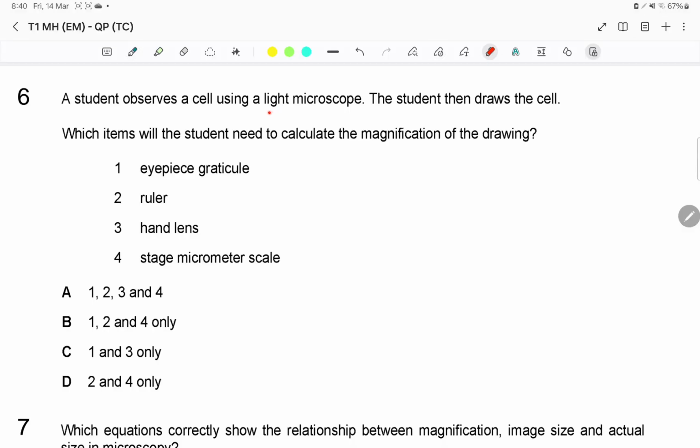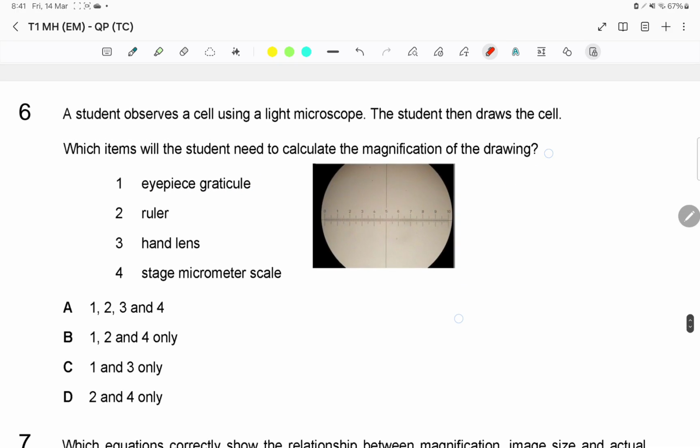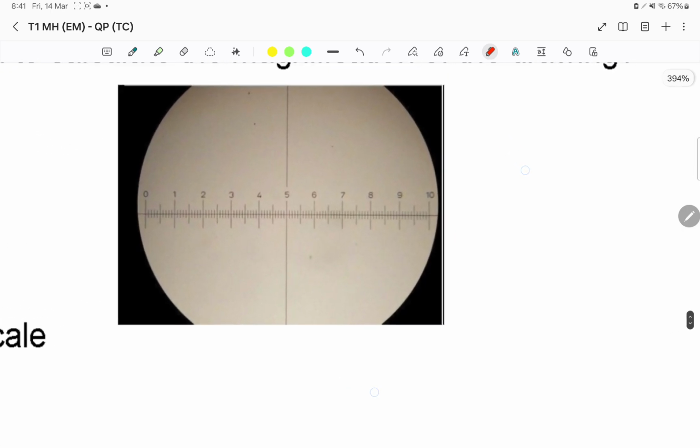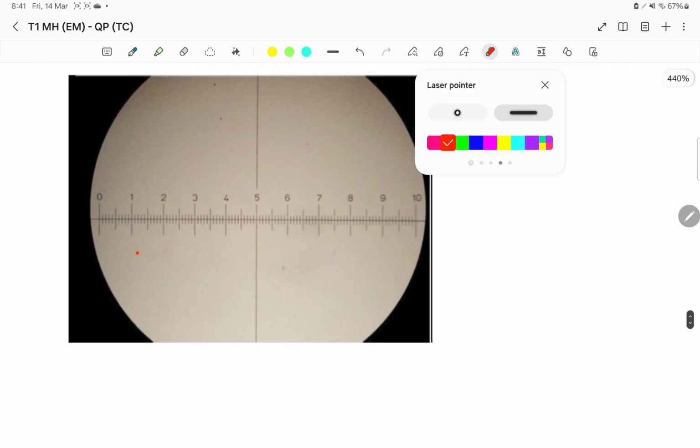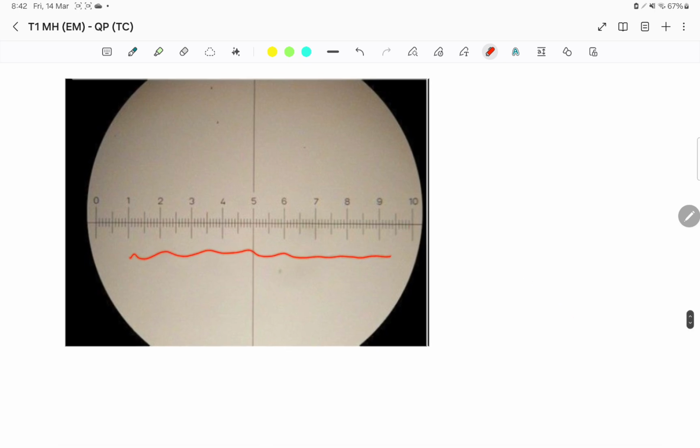For the next question, we are going to look at how we are going to calculate magnification of a drawing. Now, when we want to calculate magnification through a light microscope, there's a special ruler that we can see in the microscope, which when you look inside the eyepiece, there's something called the eyepiece graticule. We actually put this graticule inside that eyepiece, the one that you use to view your specimen. So this is how the eyepiece graticule would look like.